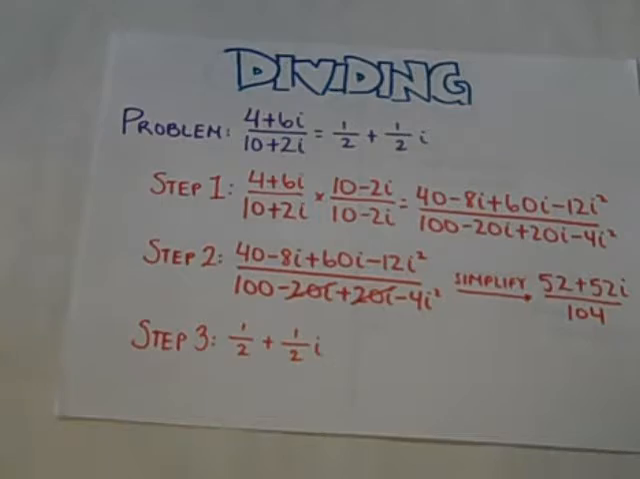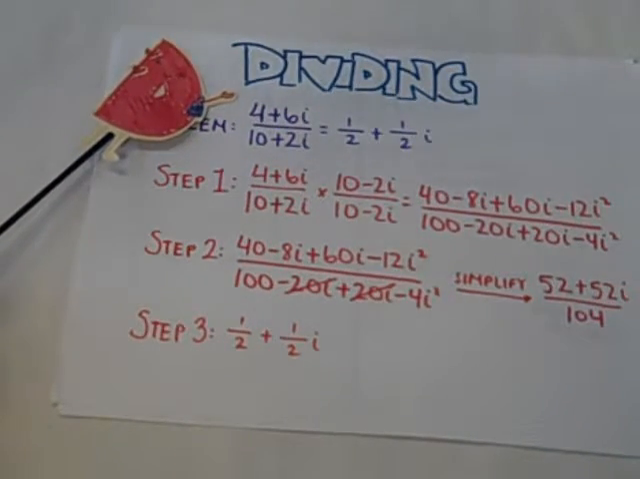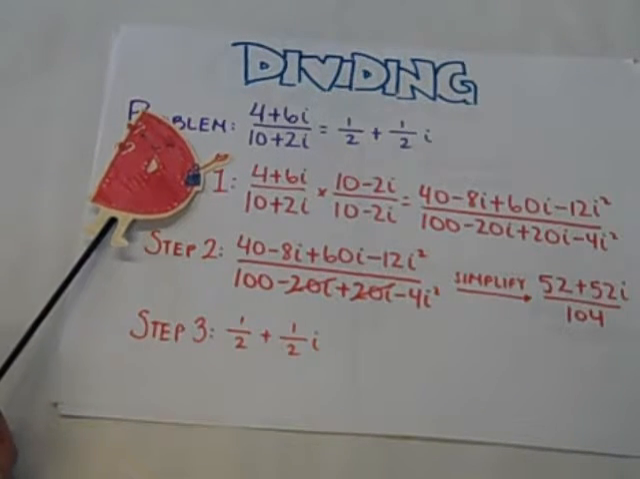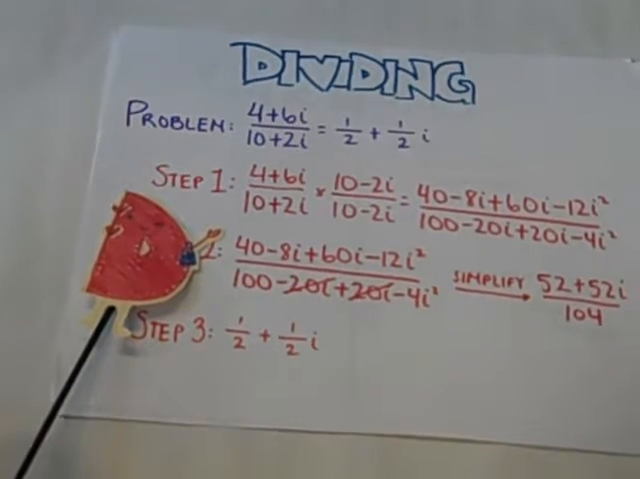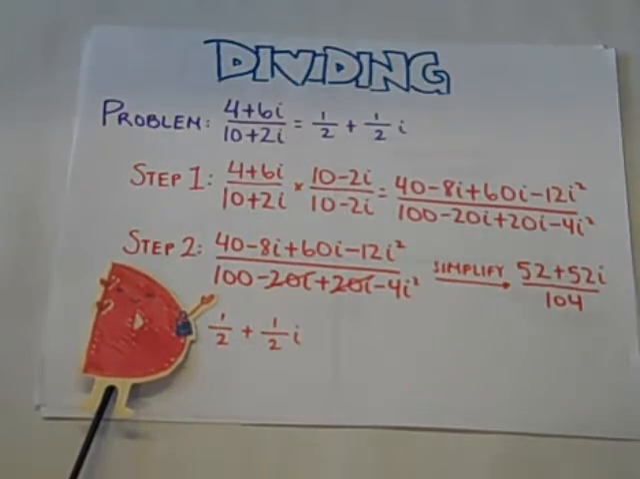In order to divide two complex numbers, you must multiply the expression by the conjugate of the denominator. For example, look at this problem. 4 plus 6i divided by 10 plus 2i. You must multiply the entire expression by 10 minus 2i, which is the conjugate of the denominator. This will allow you to remove i from the denominator. Then FOIL both the numerator and the denominator.